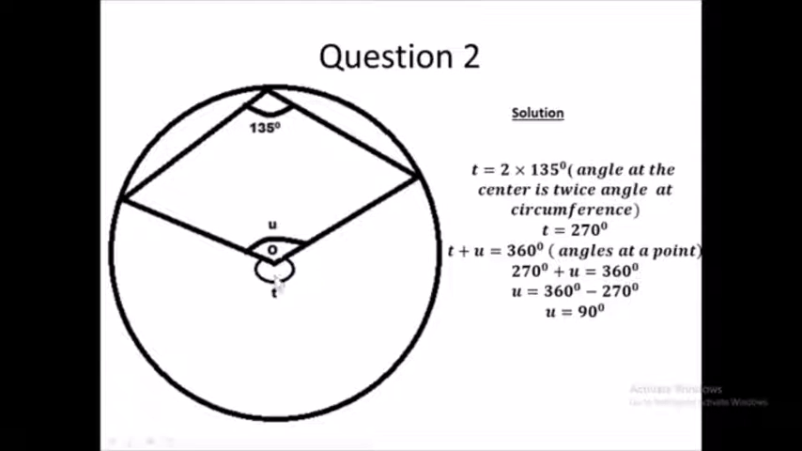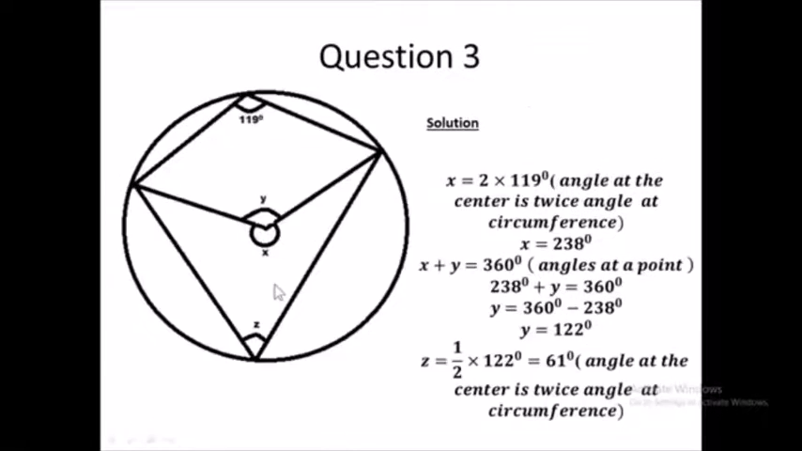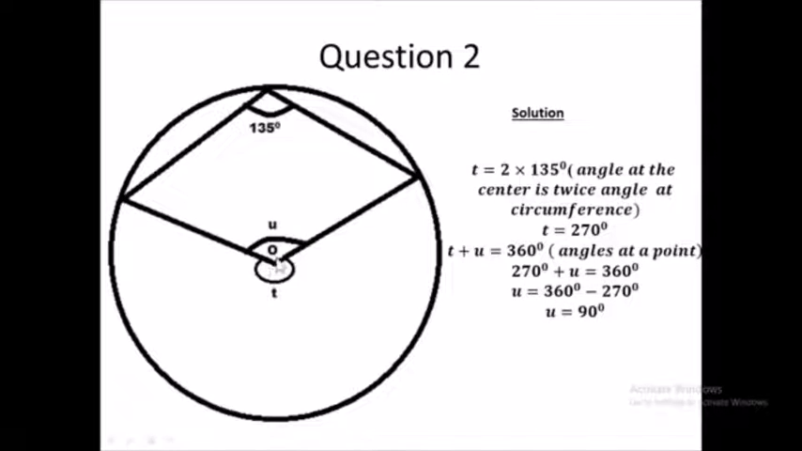Having gotten our T, we know that angle T here and this angle U here, the addition of the two of them will give us 360 degrees. Why? Angle at a point, or some people will say angle in a circle, no problem. But this is angle at a point.